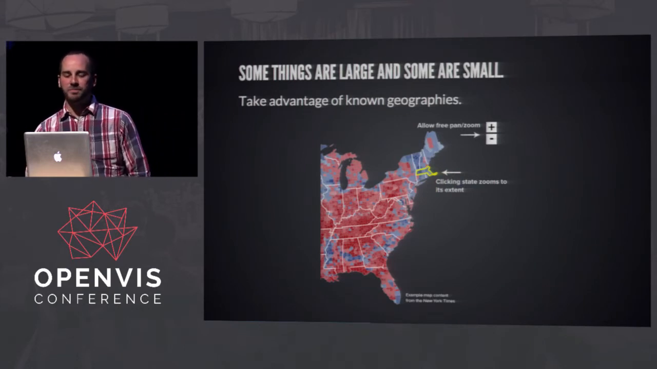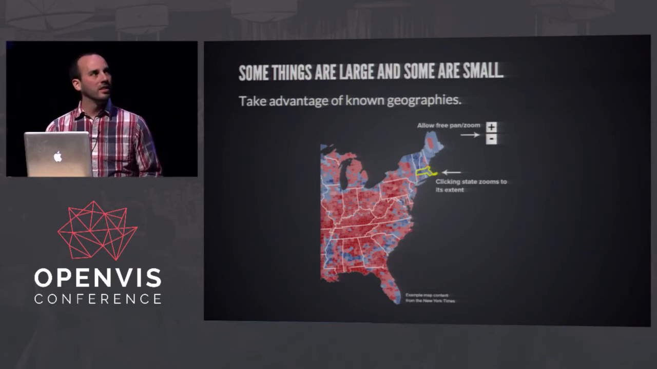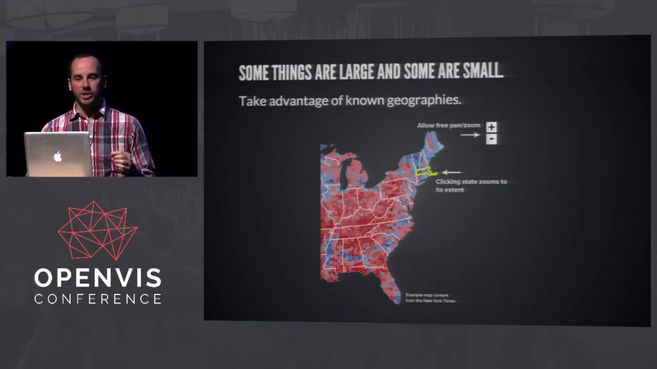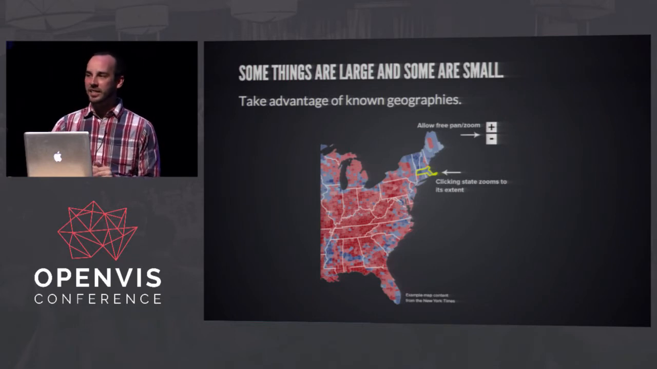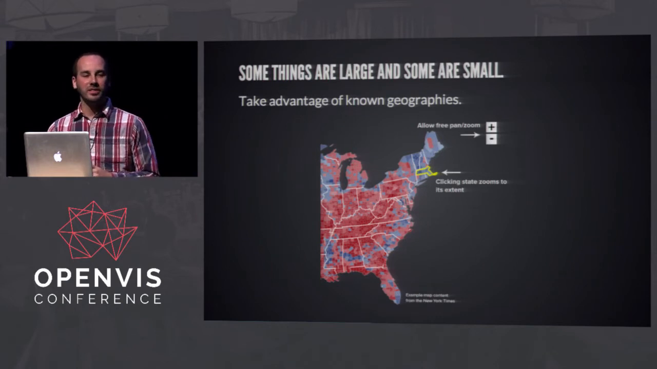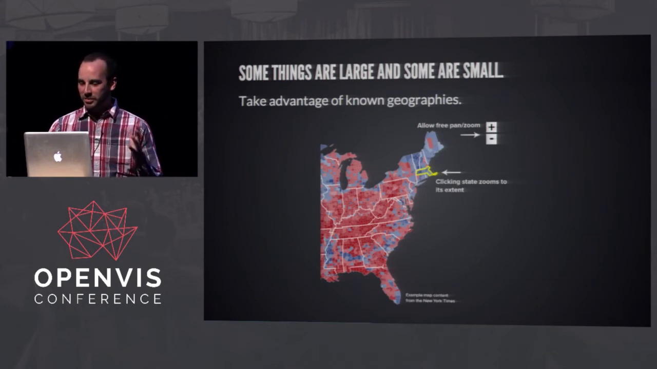Then there's this issue of scale. And a good example of this is a county map, where some counties are huge, and you can easily get at them, and some are going to be really tiny, and you can't unless you zoom. Or maybe you don't even know what all of your geographies are, and you don't know if they're going to be big or small or what.